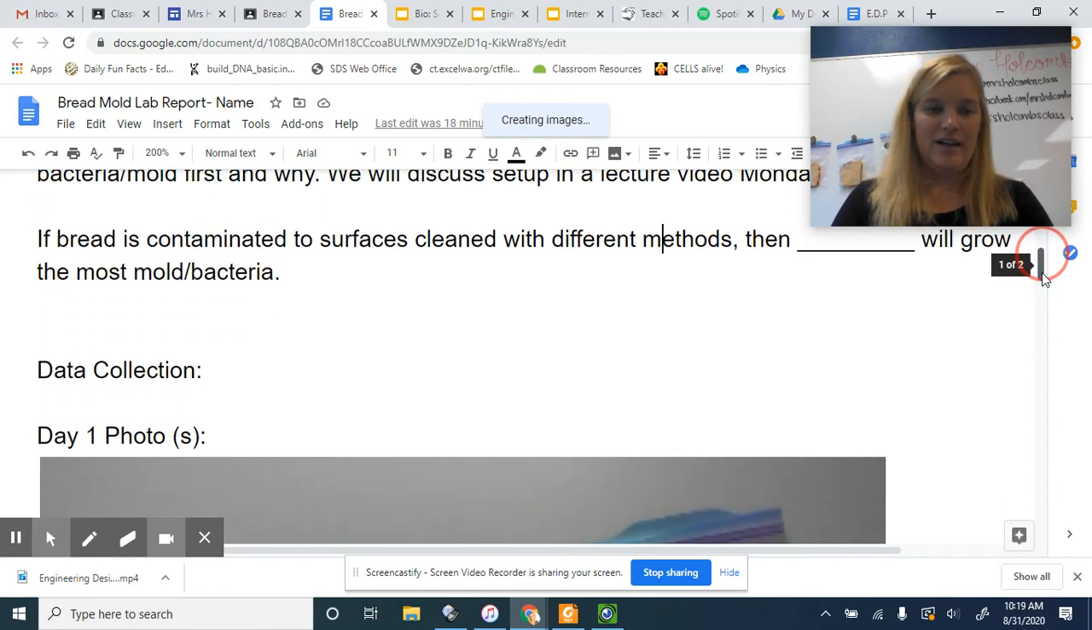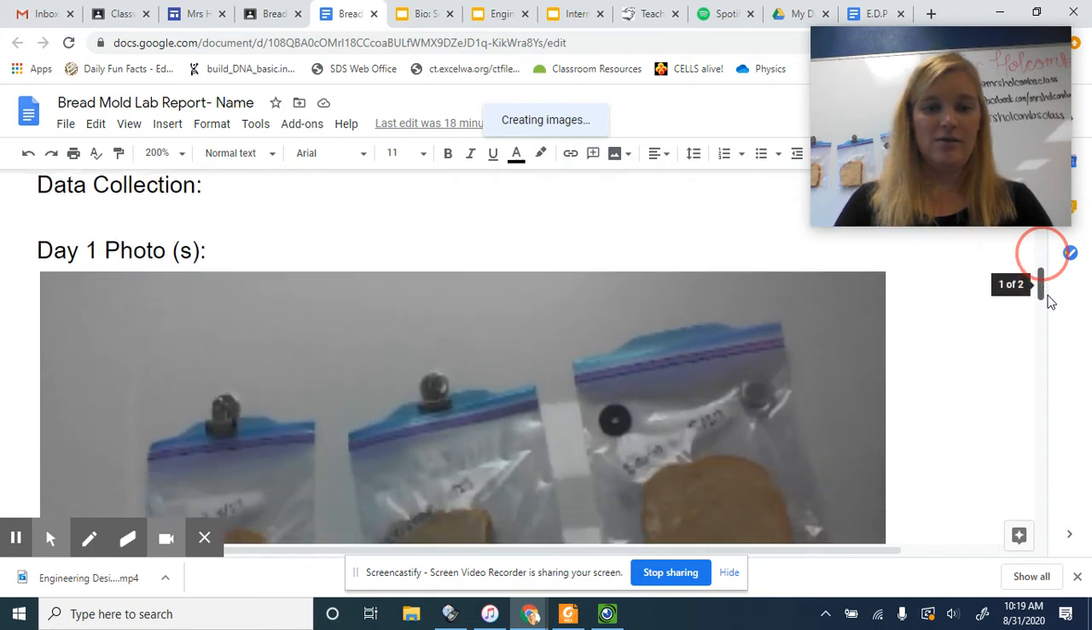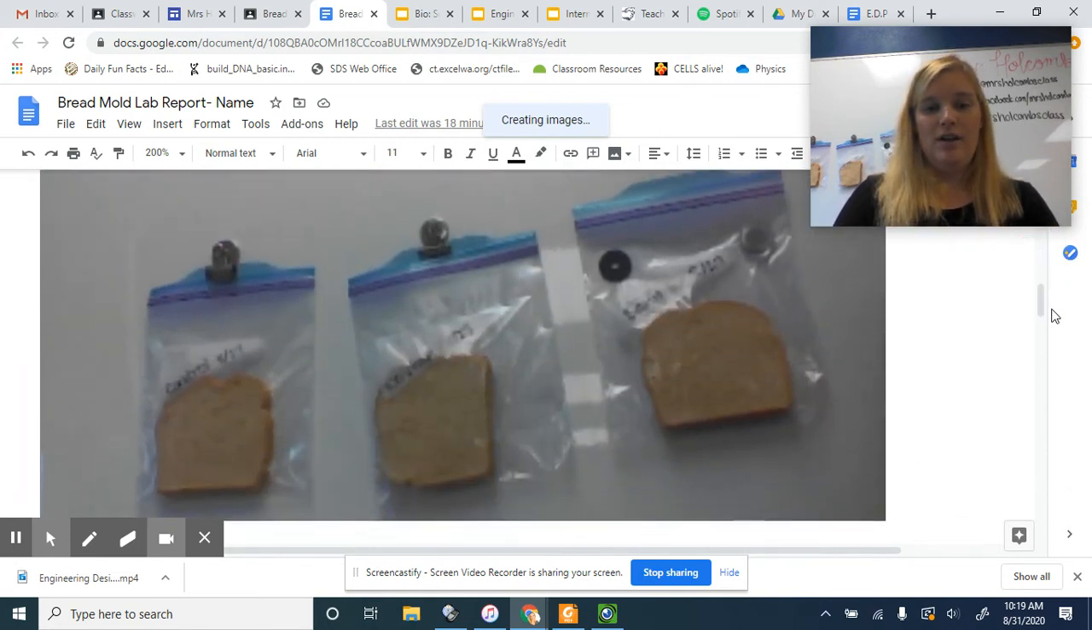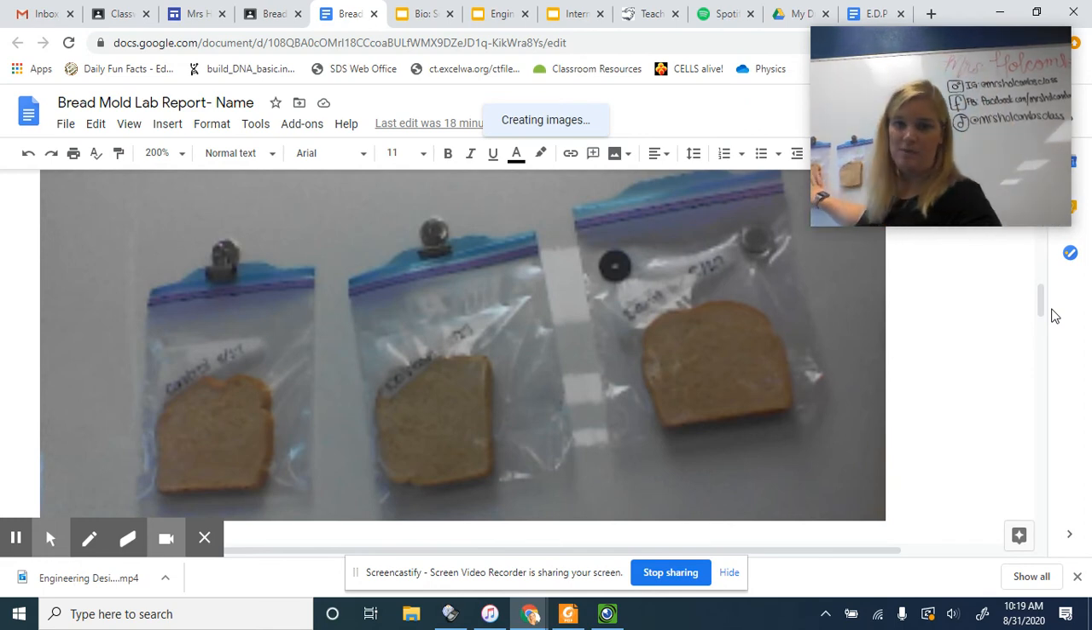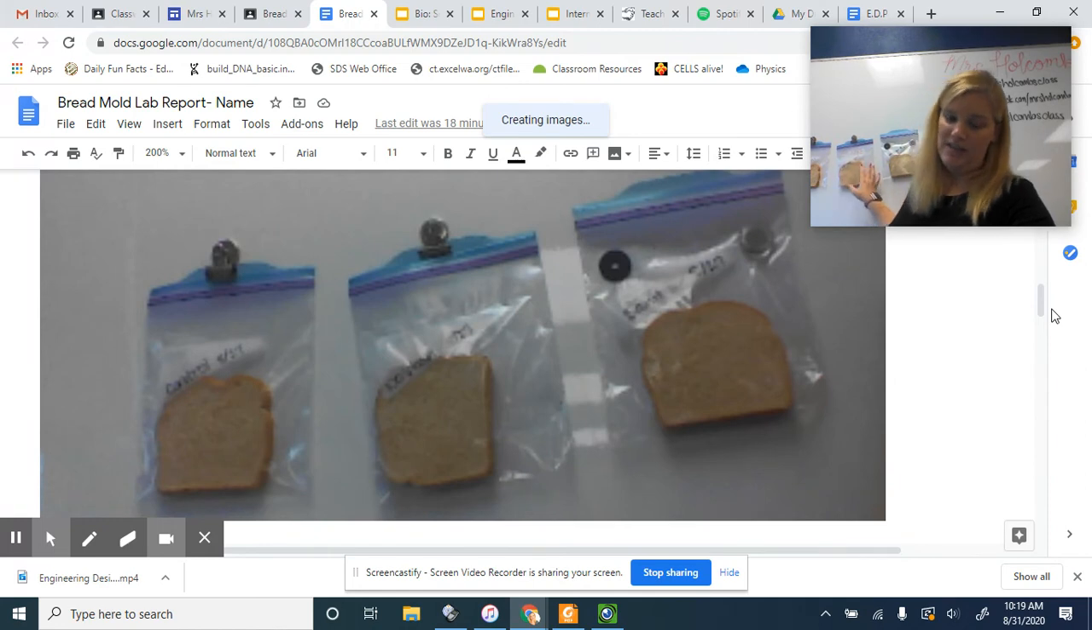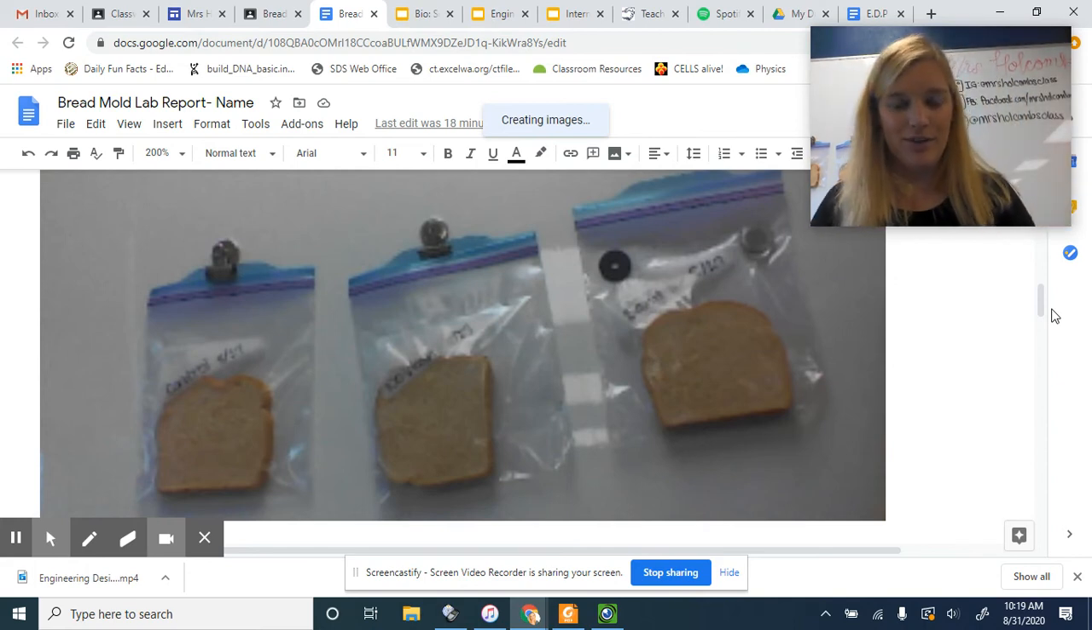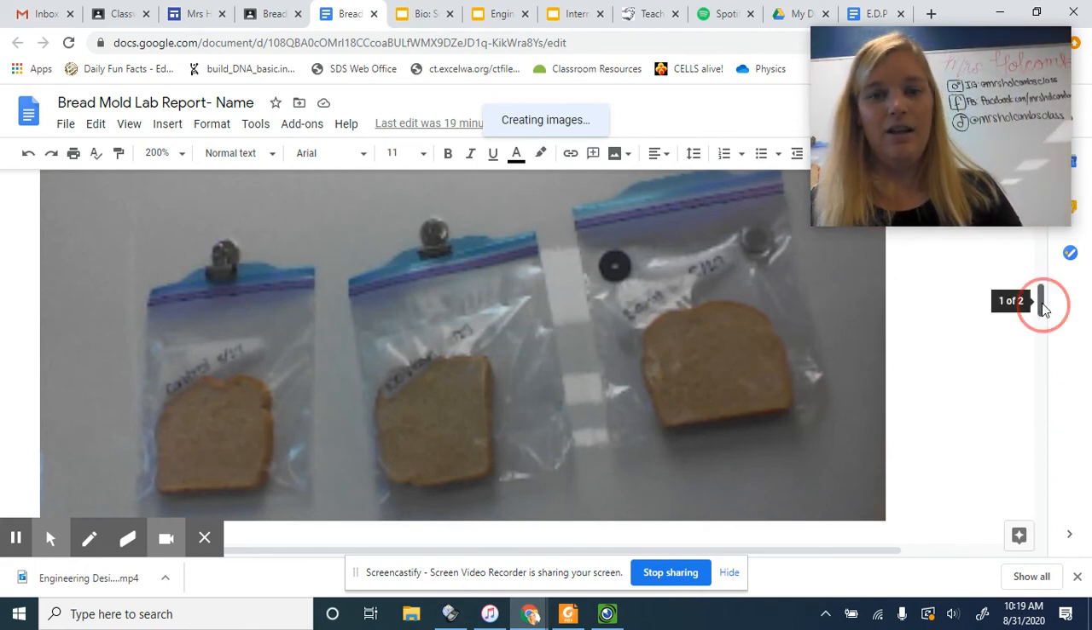Then you come down to your data collection. So you're going to insert photos. You can either do 3 or 4 different photos, so one of each sample. So I could take a picture of just my control and insert it, just my no wash, and then just my sanitizer. Or because they're all up here together, I took one picture of all 3 of them. You do want it to be pretty clear so that you can see how much mold later on when we go back to give them a scale.